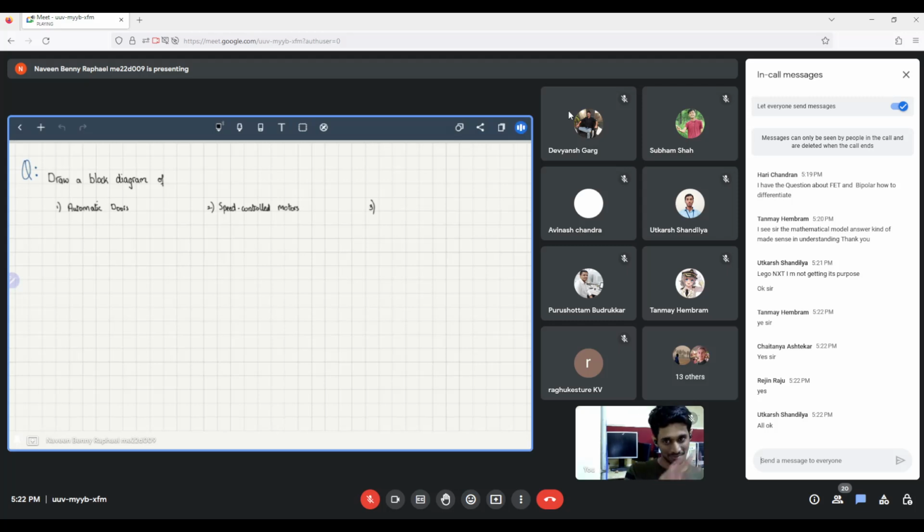Can you draw a block diagram? For example, the block diagram for an automatic door is going to be super easy. First of all, there would be a sensor. We will start with a proximity sensor to sense the person.